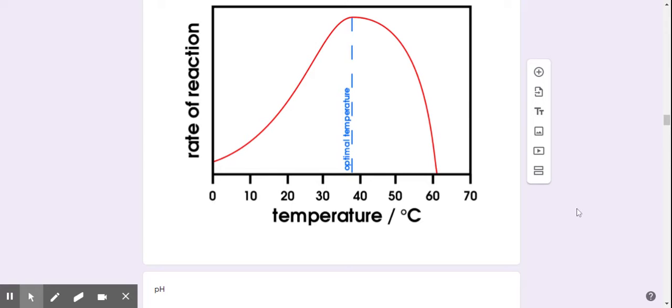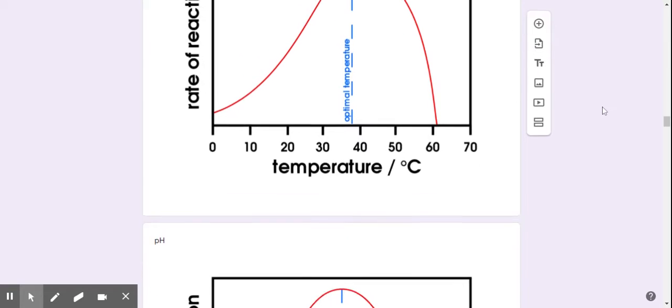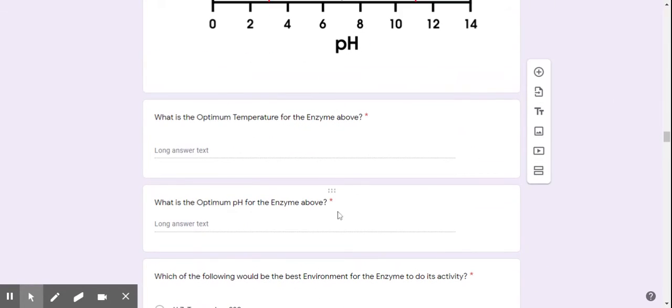But let's remember this. Optimum temperature means the best temperature, not the biggest number. I'm saying this loudly because this was something that we messed up on. It is not the biggest number. Look over here. The biggest number right here is 61, and when it's at 61, the enzyme is dead. It's not working anymore. We can also see different numbers like 10, 20, 30, 50, 60. These are not the best numbers. The peak, the one where we're doing the most work, is at the optimum temperature, which in this case is 38 degrees Celsius.